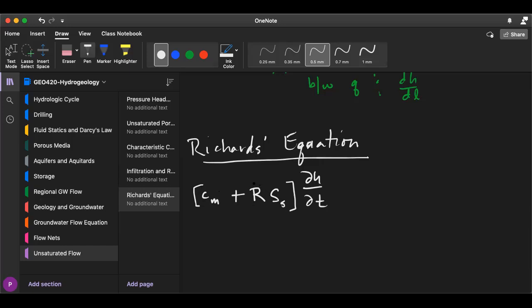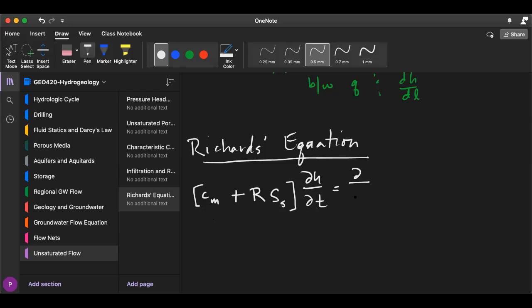This is my saturation level. And this is what we call the moisture capacity of the soil. It's basically the slope of your characteristic curve. It is the derivative of the volumetric water content per change in head. I'll define them all in a second, but just so you know, this is the storage over here.